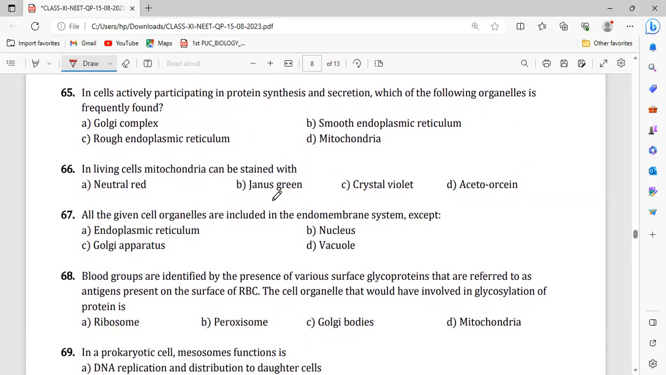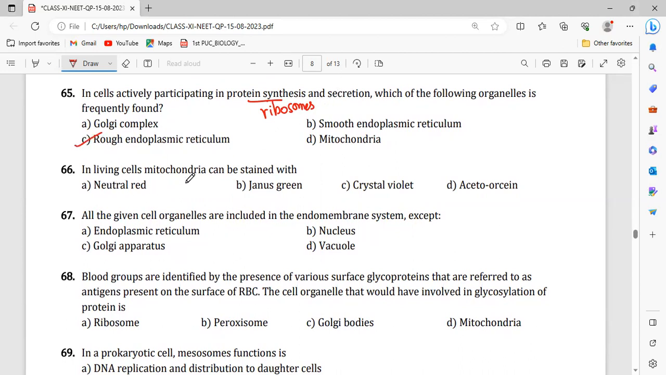In cells actively participating in protein synthesis and secretion, which of the following organelles is frequently found? So protein synthesis is mainly happening. If protein synthesis is mainly happening, there should be ribosomes because ribosomes are the protein factory. But out of these given options, where we can see ribosomes is with rough endoplasmic reticulum.